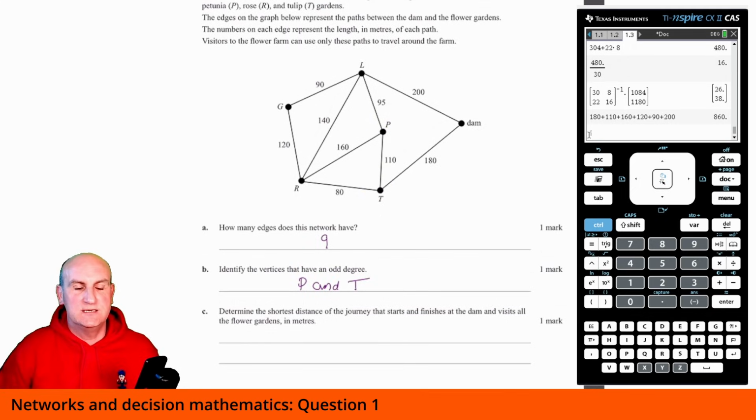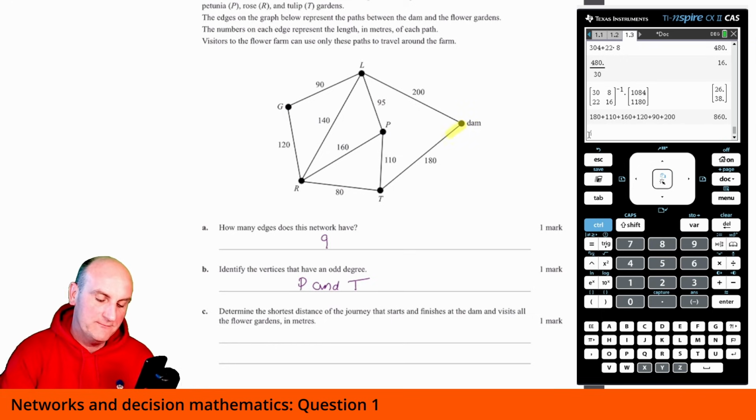And the next part of the question says, determine the shortest distance of the journey that starts and finishes at the dam and visits all the flower gardens in meters. Now, the point here is that it doesn't necessarily mean that you have to stay just on one path or that you can't repeat edges. You can repeat edges, and I've seen questions of this type before. I'm going to try and find an algorithm for this type of thing, but I can't at the moment find an algorithm that will do this.